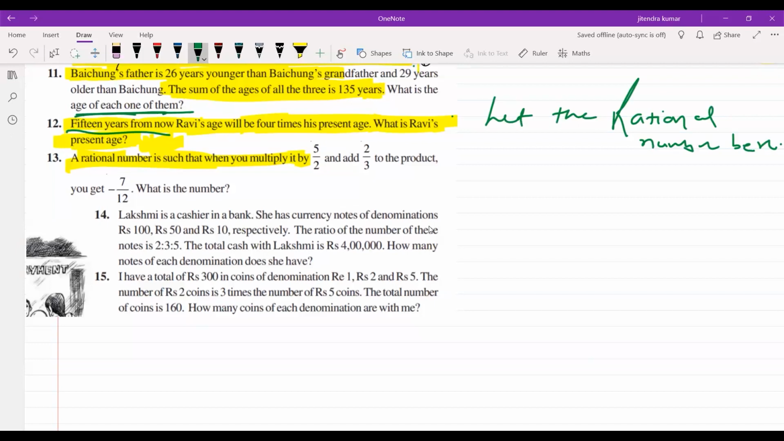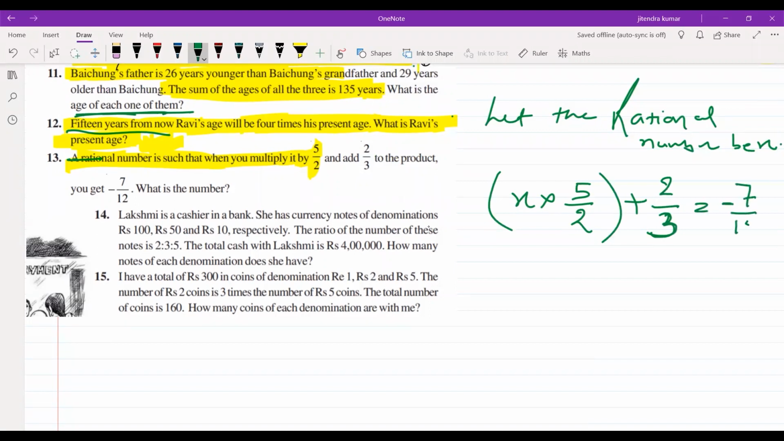Now if you read the first line again, it says the rational number is such that when you multiply by 5 by 2, so we have to multiply the rational number by 5 by 2. So we get 5x by 2. And then it says add 2 by 3 to the product. So this is our product, and we are going to add 2 by 3 to it. Then it says that you will get minus 7 by 12. So this is equal to minus 7 by 12. So this is our linear equation.